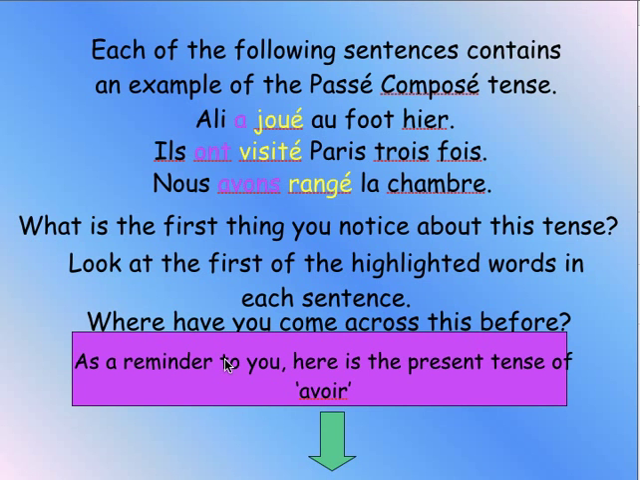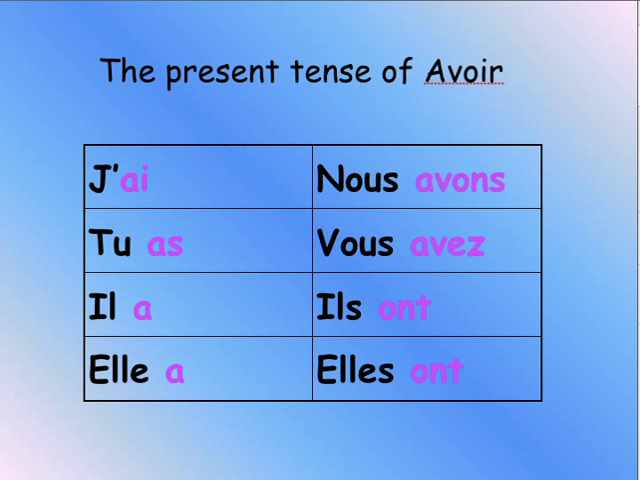So, as a reminder to you, here is the present tense of avoir. J'ai, I have. Tu as, you have. Il a, he has. Elle a, she has. Nous avons, we have. Vous avez, you have. Ils ont, they have. Elles ont, they have, all female group.